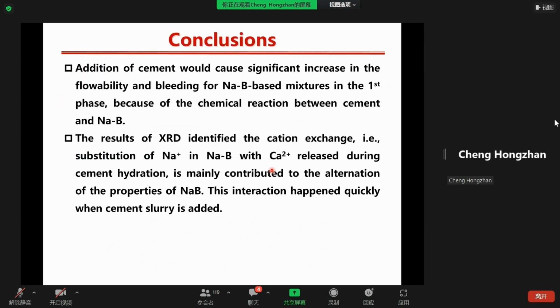Okay, last part is the two main conclusions in our studies. Addition of cement would cause significant increase in the flowability and the bleeding for sodium bentonite based mixtures in the first phase because of the chemical reaction between cement and sodium bentonite, and the XRD results identified this cation exchange between them.